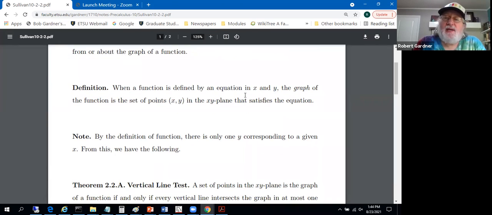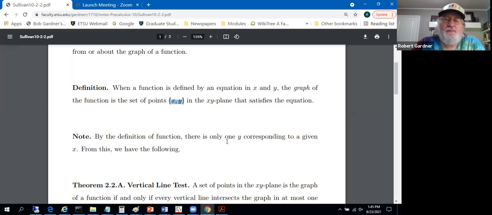When a function is defined by an equation in x and y, the graph of the function is a set of points, x comma y, in the xy plane, in the Cartesian plane, that satisfy the equation. So every point on the graph is associated with the value of the function, and every value of the function is associated with a point on the graph of the function. So that's how the algebraic equation stuff interacts with the geometric pictorial graph stuff.